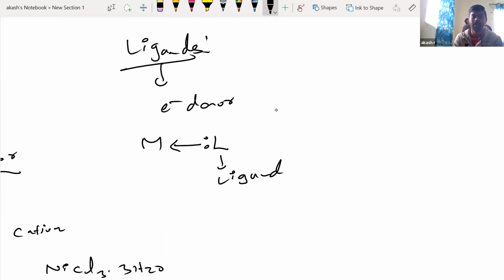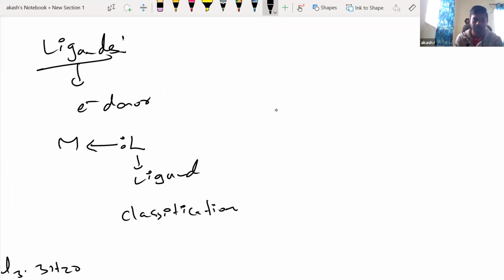Based on the charge, sometimes you'll be able to classify them. I'm going for classification of ligands. What are the different types of ligands we can have? There are various bases, various parameters we can use for the classification of ligands. So, classification of ligands. First one, with respect to charge.